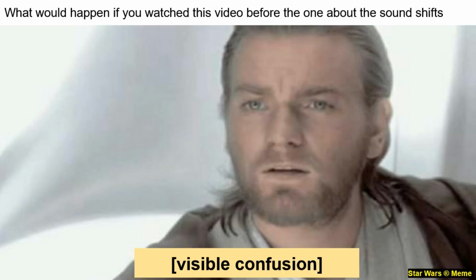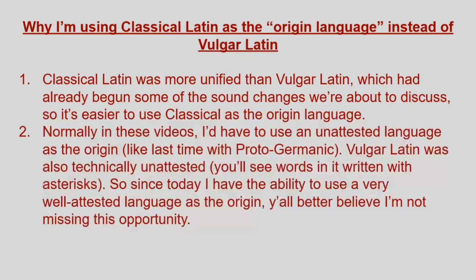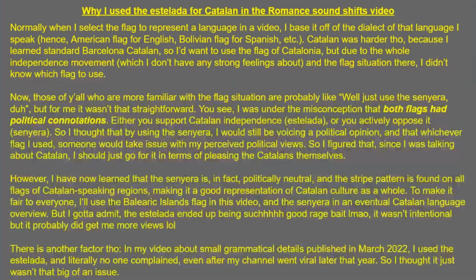Back? Awesome. And just like in that video, the proto-language will be Classical Latin, which I explained my reasoning for last time, although there was almost no one who objected to that, which was a pleasant surprise. Yeah, and speaking of controversial decisions, I promise I had reasons to use the supposedly wrong flag of Catalonia, which you can pause to read if you want.